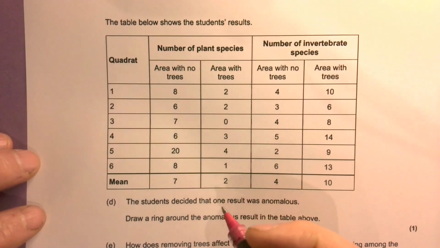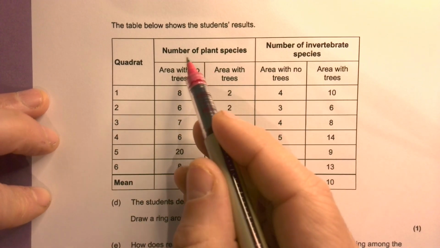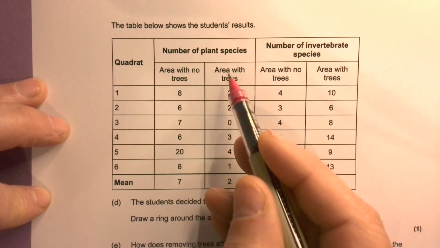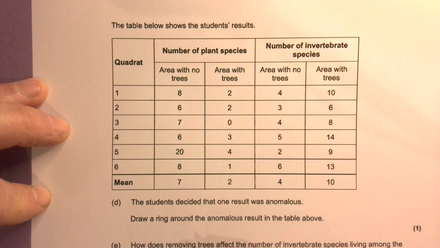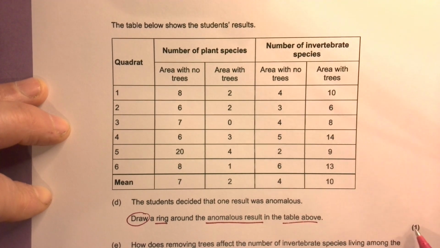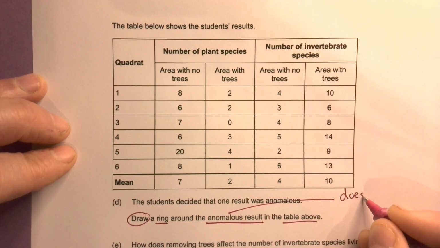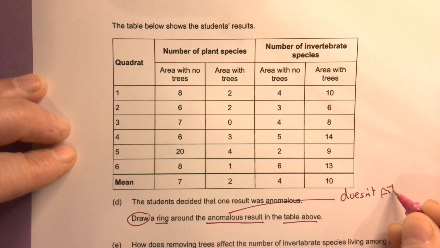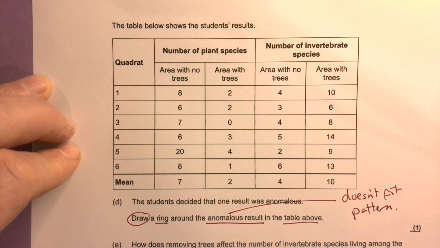The table below shows the students' results. These are different quadrats: number of plant species with no trees and with trees, and invertebrate species with no trees and with trees. The students decide that one result was anomalous. Draw a ring around the anomalous result in the table above. It's worth 1 mark. So anomalous just means doesn't fit the pattern, and it can be any pattern you like, really.